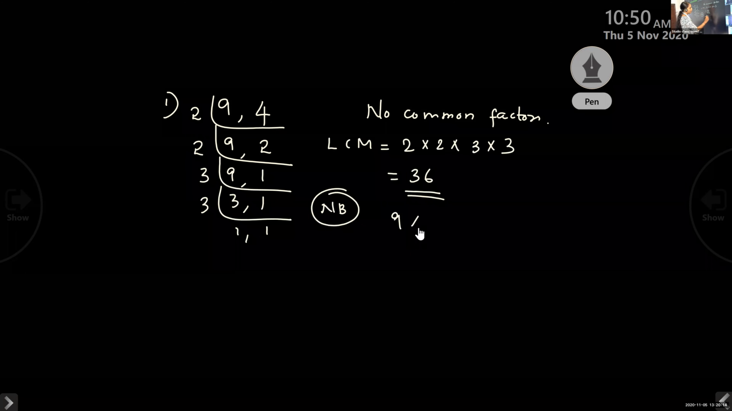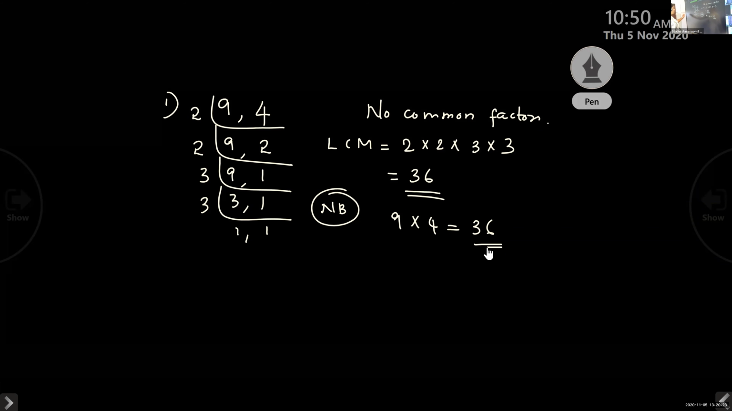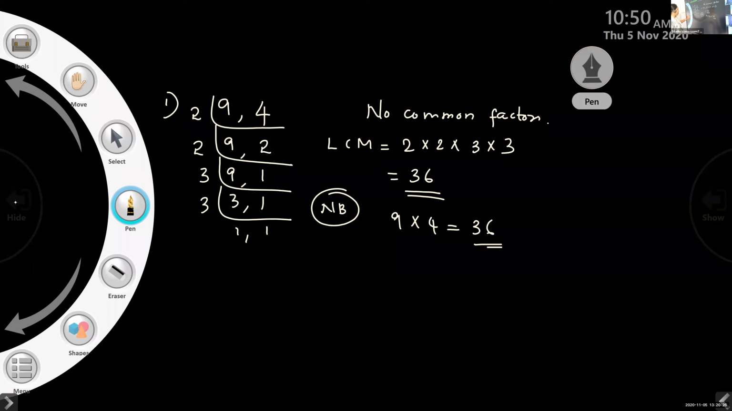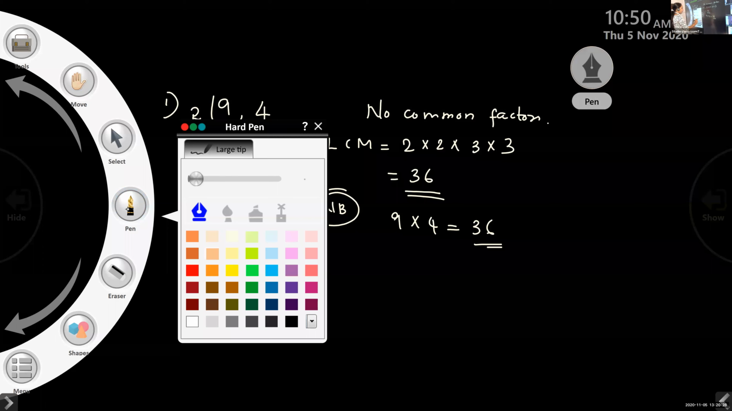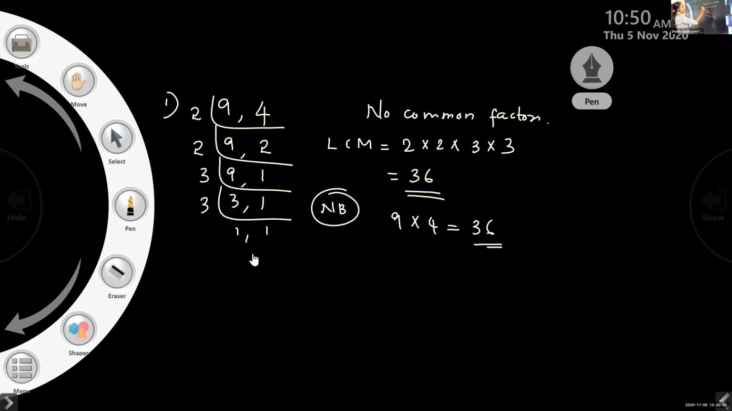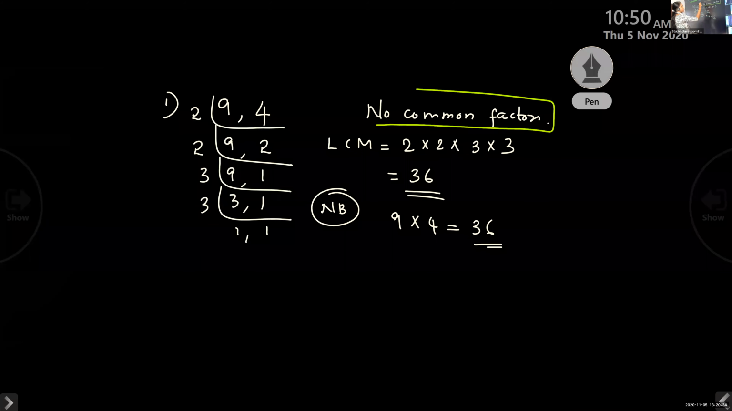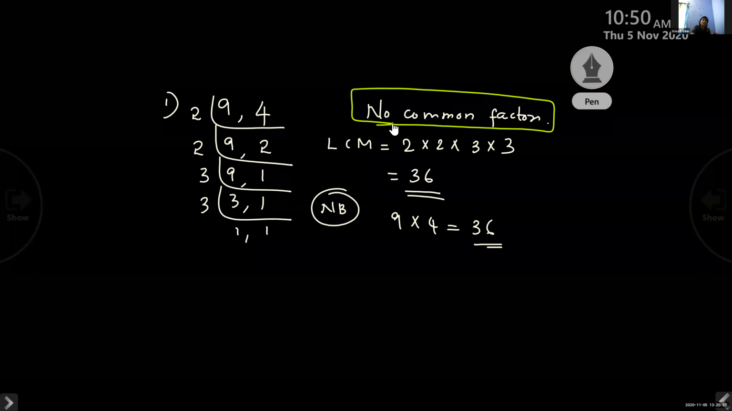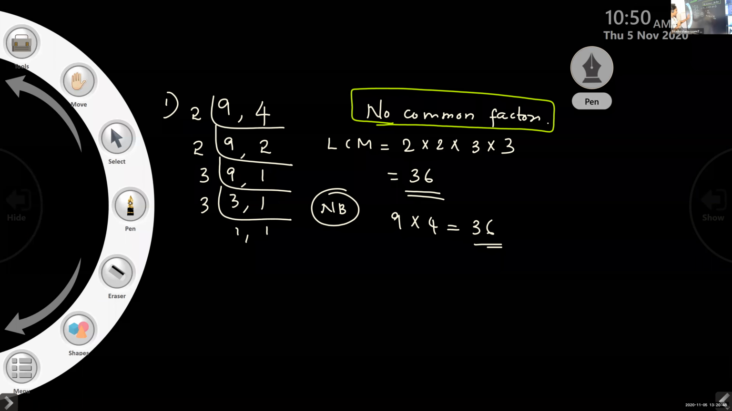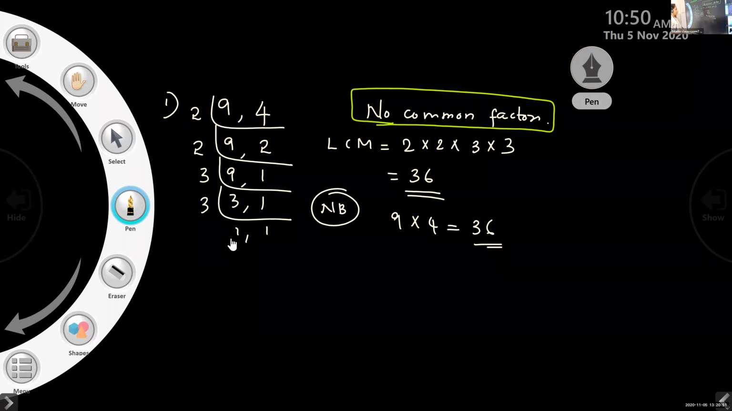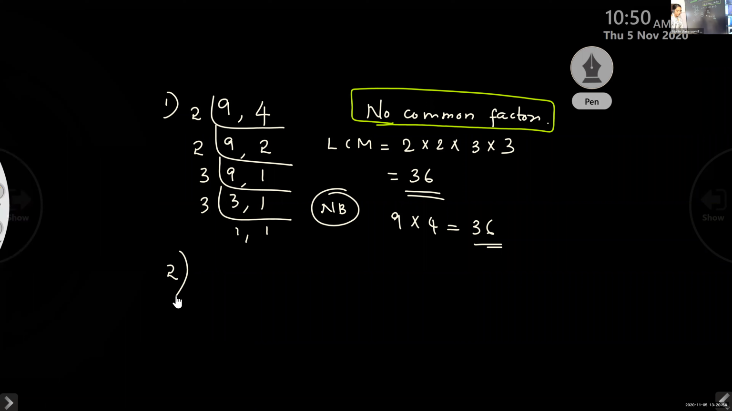9 into 4, when you multiply, you will get the same answer, right? Yes, ma'am. So if there are no common factors, when you find the LCM, you will get the same number. When you find the LCM, you will get the same number when you multiply. Clear? Okay, ma'am. So that is one observation. You have to take care, if there are no common factors, you have to do like this, when you study all the types of LCMs.